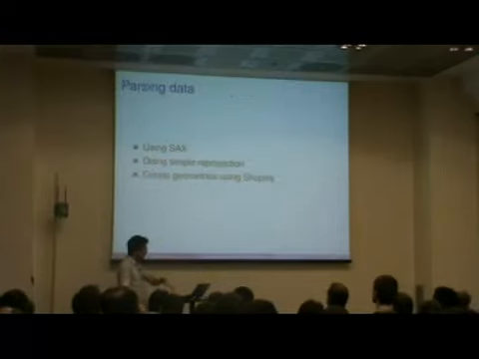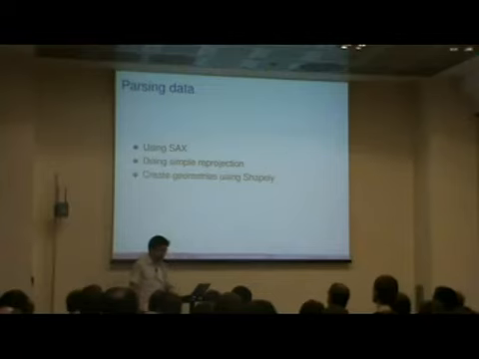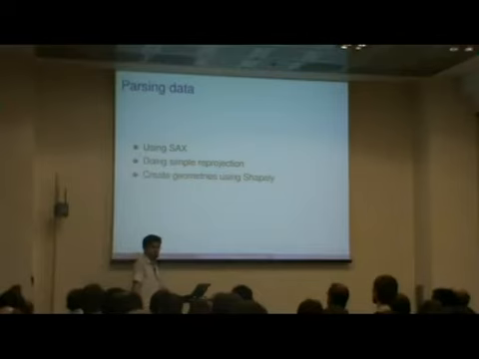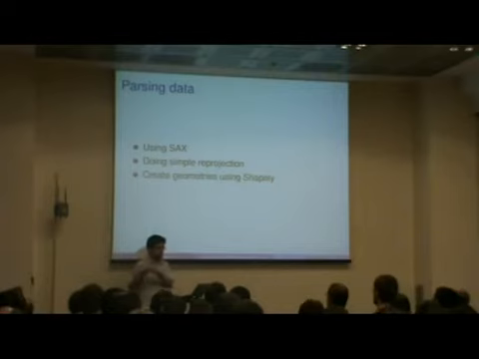So I'm going to show you a really simple example, just a sketch of how you parse the data and iterate through it, using stacks, doing simple reprojection, and creating geometries using Shapely. For reprojection, just so you understand, we constantly use spherical information about latitude and longitude. It's not really that useful when, for example, rendering a map. So we have to reproject it into something flat.